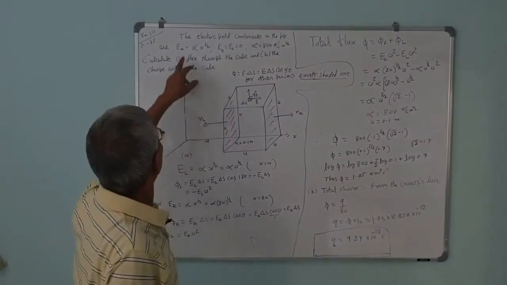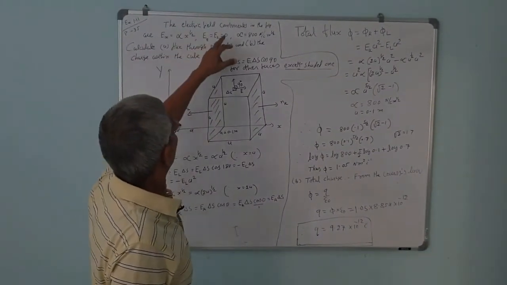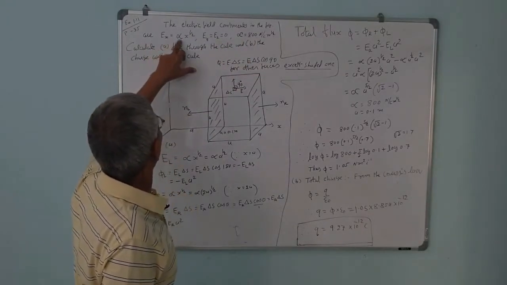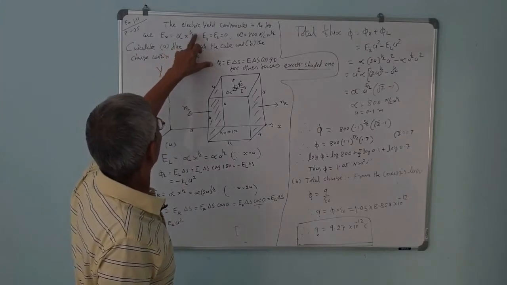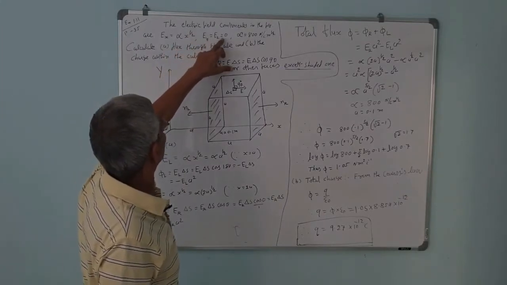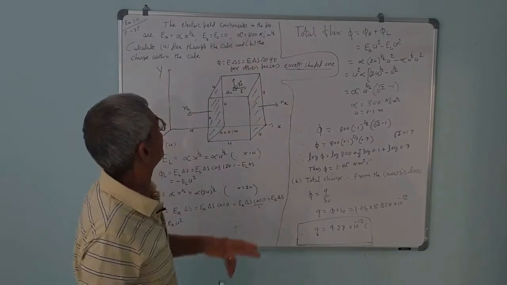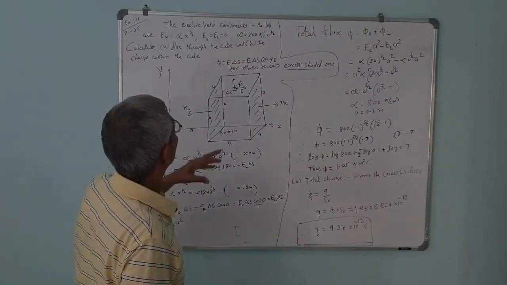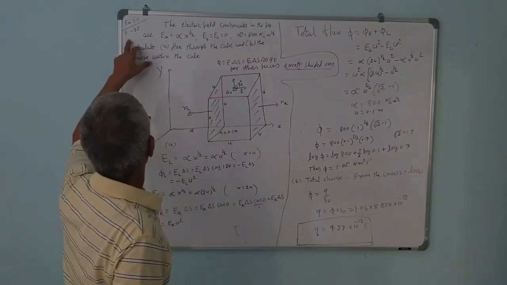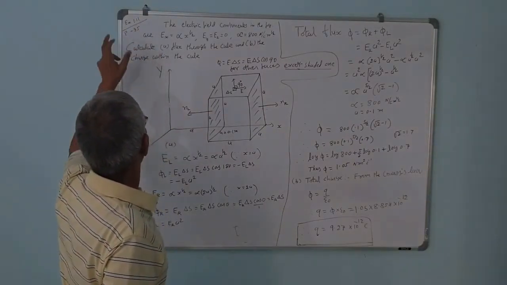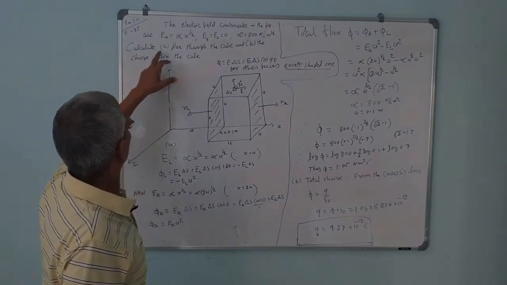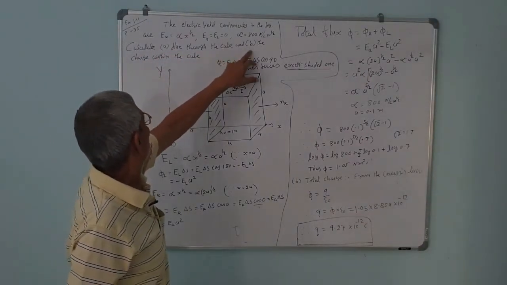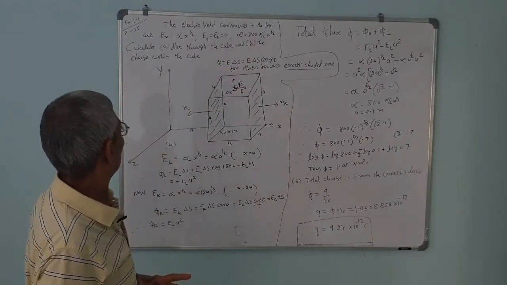Let us see the numerical on flux. The electric field components in the figure are Ex equals alpha x raised to the power half, and Ey equals Ez equals 0. Alpha is equal to 800 N per coulomb meter to the power half. This is a small example 1.11 on page number 35. Calculate A, the flux through the cube, and B, the charge within the cube.